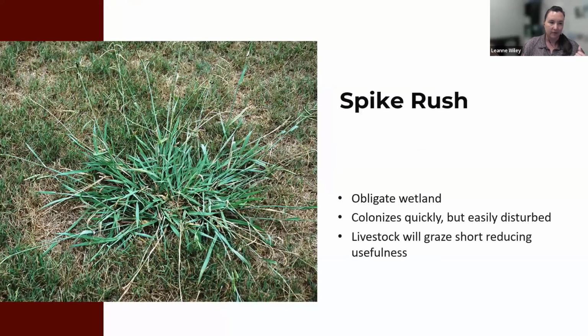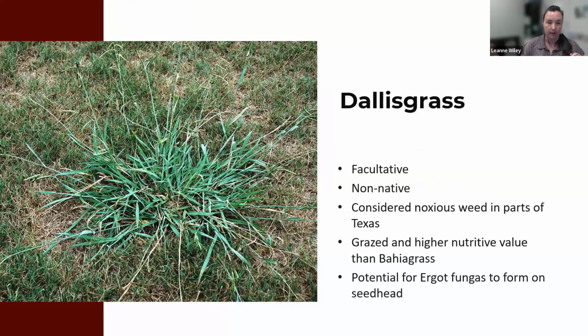Someone had mentioned spike rush earlier. I did not change the picture, so that's not the correct photo. But I did want to put out there that spike rush is something that cattle will graze. It can be very sensitive, and so if it's disturbed too much, it does take a little bit for it to colonize back and have its effectiveness in the wetland as well. But it is something that cattle can graze.